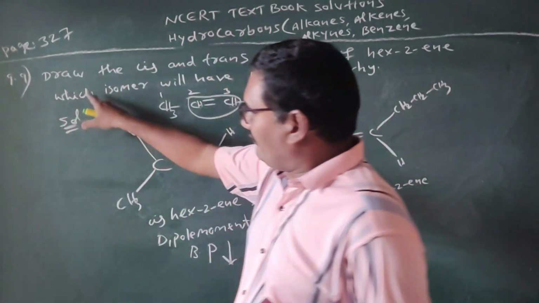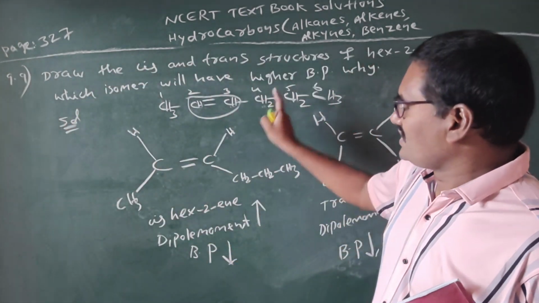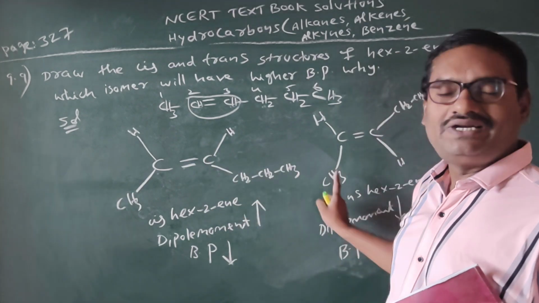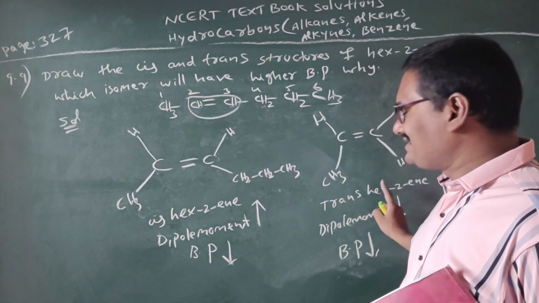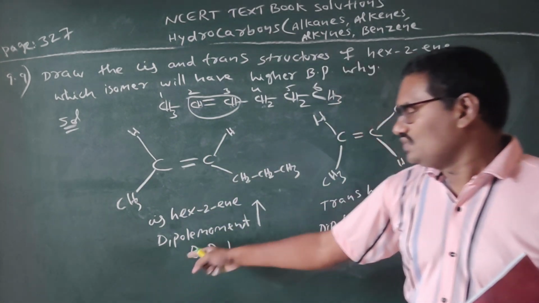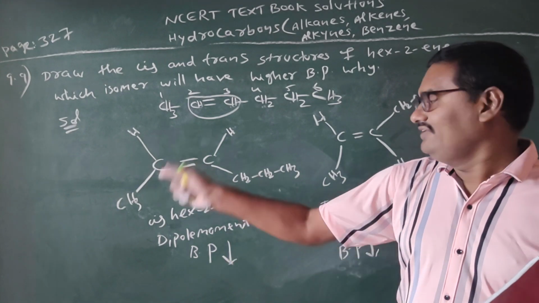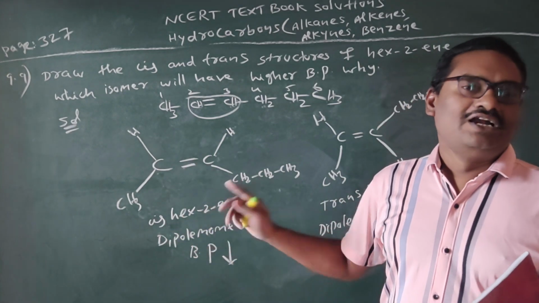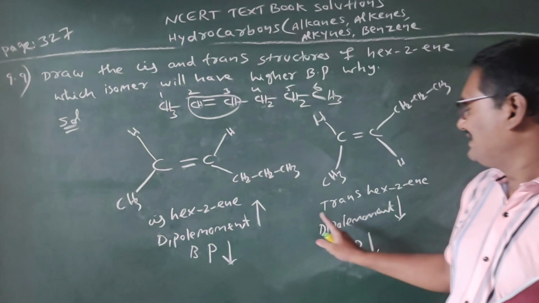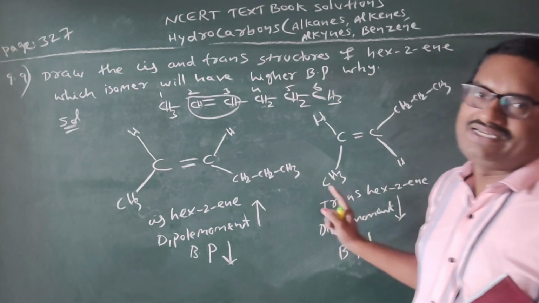So for this solution, the answer is cis hex-2-ene has a higher boiling point than trans hex-2-ene. The dipole moment is high for cis hex-2-ene. The dipole moment is low for trans hex-2-ene. It is the answer. Thank you.